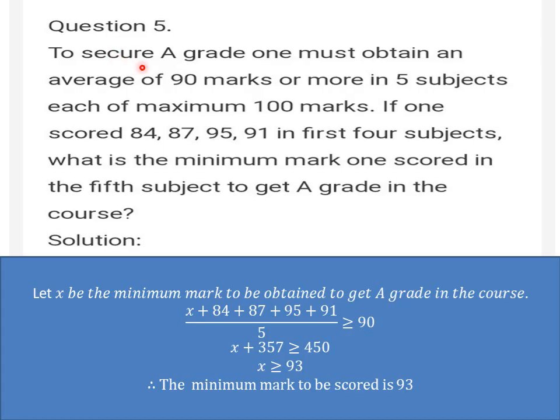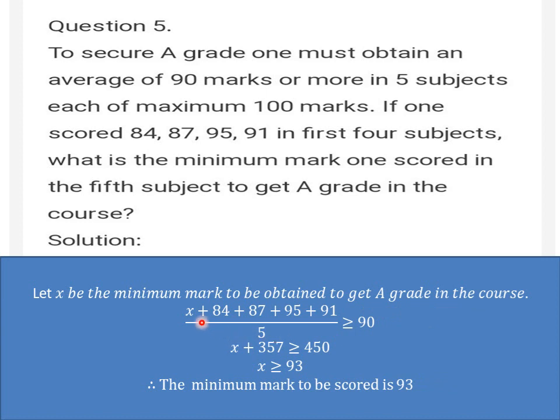Question number 5. To secure an A grade, one must obtain an average of 90 marks or more in 5 subjects, each of maximum 100 marks. If one scored 84, 87, 95, 91 in the first 4 subjects, what is the minimum mark one scored in the 5th subject to get an A grade in the course? Okay, so listen, if a person has to get an A grade in a course, he has to get an average of 90 or more. So here we are taking the 5th mark as x. Let x be the minimum mark to be obtained to get an A grade in the course.